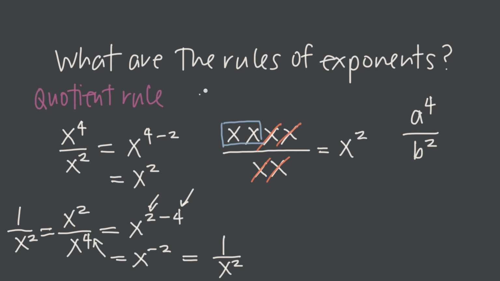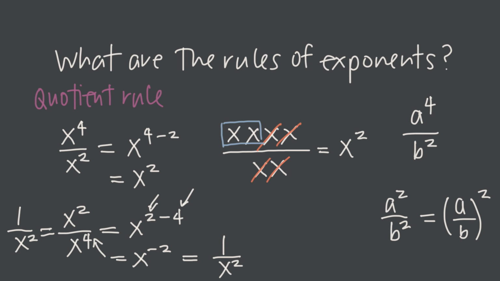But like the product rule, there is that one exception where the bases can be different, but the exponents can be the same. So if we have a squared over b squared, like that product rule, because the 2 is applied to the a and the b separately, we could also write this as a divided by b and pull the exponent outside the parentheses.